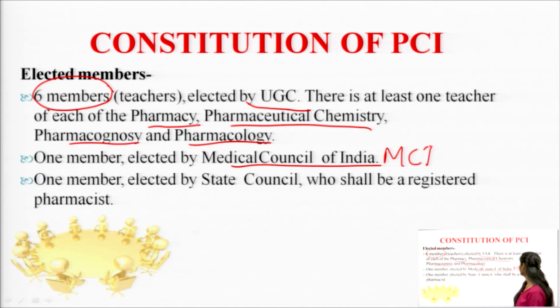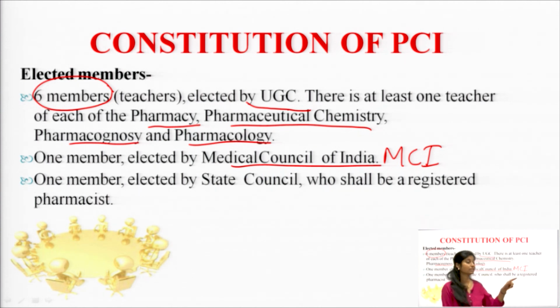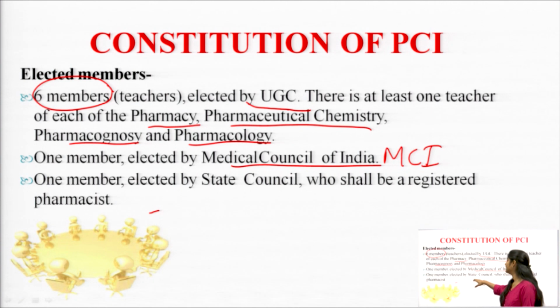Medical Council of India, जिससे हमने पढ़ा था मेडिकल रिप्रेजेंटेटिव और मेडिकल प्रैक्टिशनर. जो मेडिकल प्रैक्टिशनर था वो काउंसिल में जाके अपने आप को रजिस्टर करा के डॉक्टर कहलाता था. तो वही काउंसिल है जो यहाँ पर एक डॉक्टर भेजती है. Now the third point, elected by the state shall be a registered pharmacist, और एक होना चाहिए हमारा registered pharmacist.